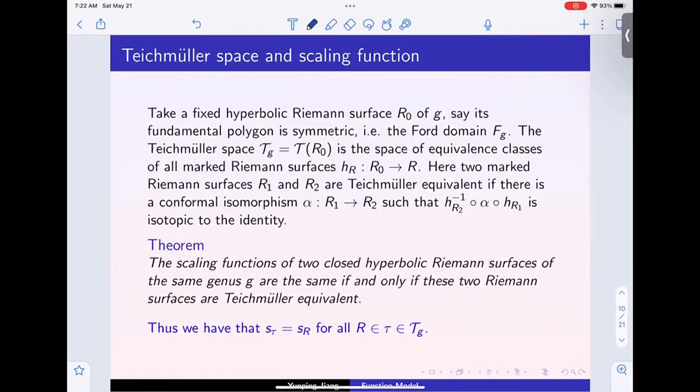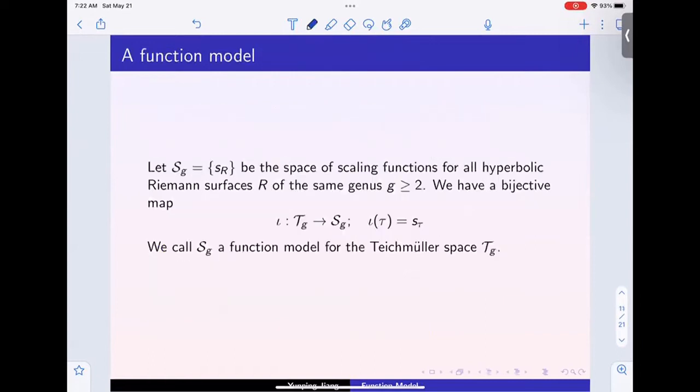So now the key point I want to make is here. The scaling functions of two closed hyperbolic Riemann surfaces of the same genus are the same if and only if they are Teichmüller equivalent. That means R1 is Teichmüller equivalent to R2 if and only if the scaling function is the same, right? So then you see the scaling function is really defined on the Teichmüller space, not only for a hyperbolic Riemann surface. It's actually a function for every point in the Teichmüller space.